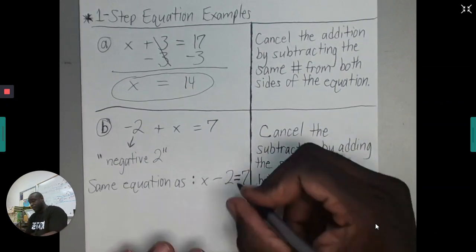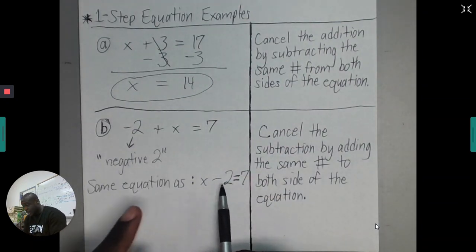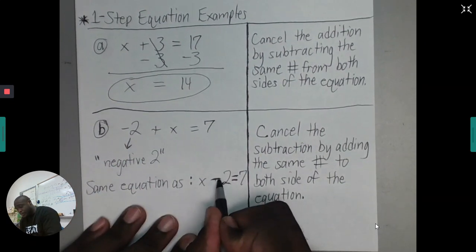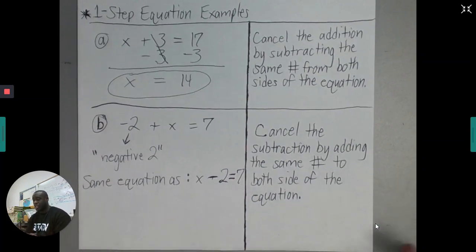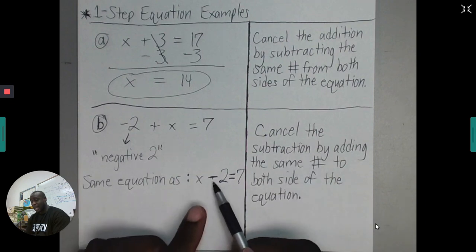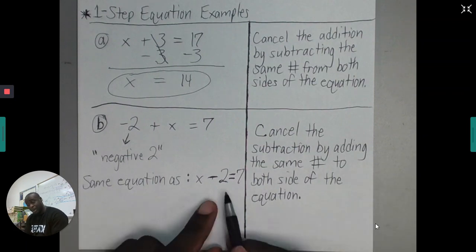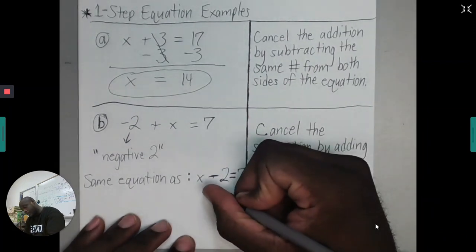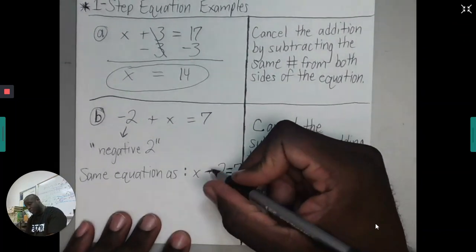Alright, so again, the way that we would solve this, because you can see here that was a negative 2, this is a subtraction equation, and we would solve it by canceling out that subtraction by adding. What number are we going to add to both sides of the equation? We're going to add the same number that's being subtracted. So we're going to add 2 to both sides of the equation. Plus 2, plus 2. We have to do it on both sides.